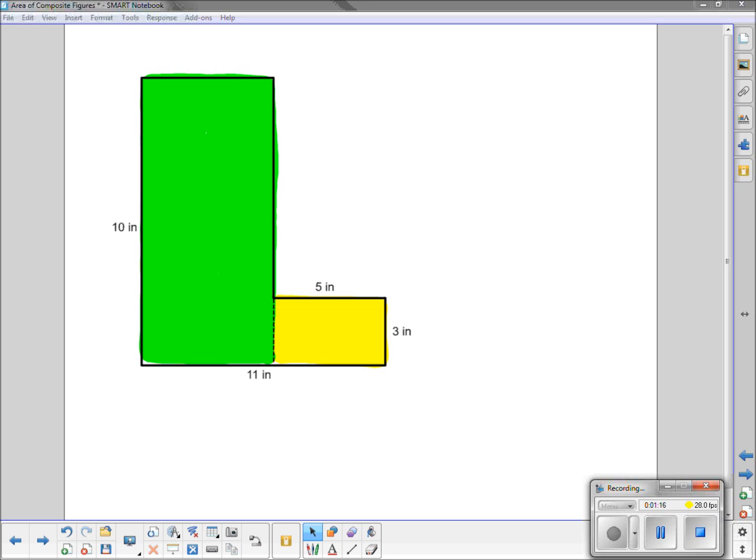I chose to do this because I'm very familiar with the characteristics of a rectangle. I understand that opposite sides of a rectangle are equal, so that'll help me find the measurements that I need in order to find the areas of these two separate rectangles. If we focus on the yellow rectangle, I know that I need to find the area of the base times height, or area equals base times height. So I need to figure out what the base is in this problem.